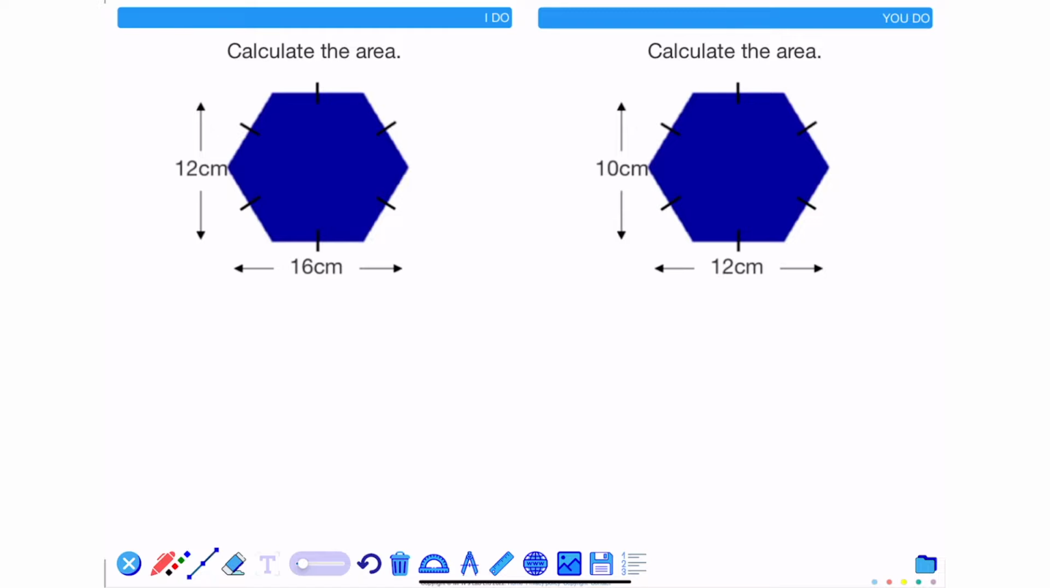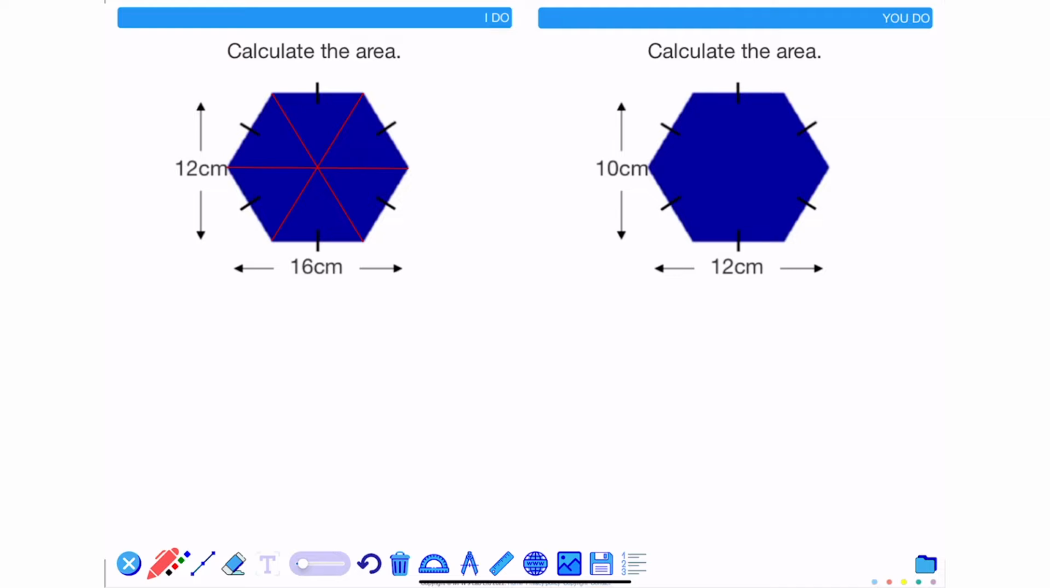Because with this regular hexagon, I can actually see two trapeziums, and if I can calculate the area of one trapezium, I can double it to then give me the total area of the hexagon. But in order to be able to see the dimensions of the trapezium, I also need to be able to see that there are 6 equilateral triangles here.